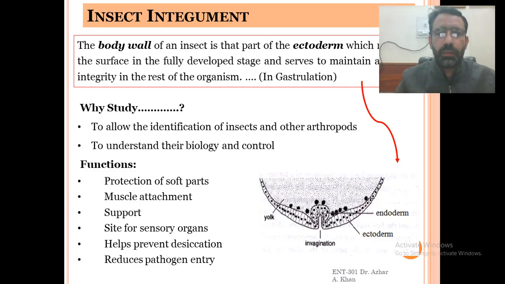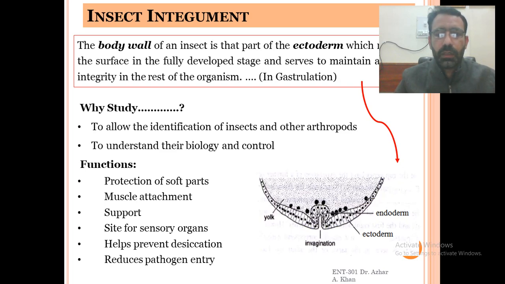Good morning, dear students. Today we will be talking about insect integument and its derivatives. One of the success reasons of an insect is their outer hard sclerotized covering that is called integument.